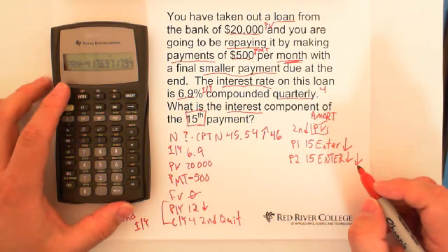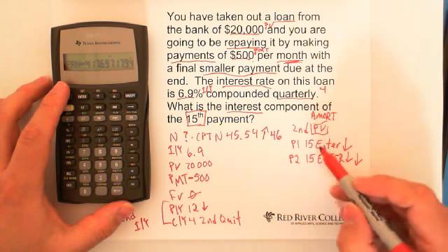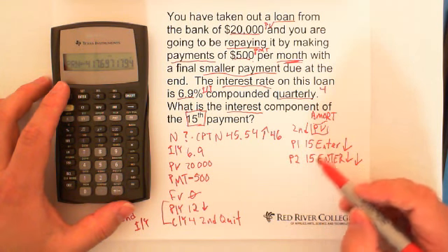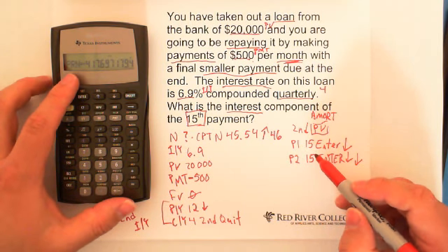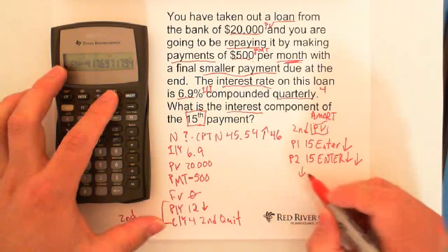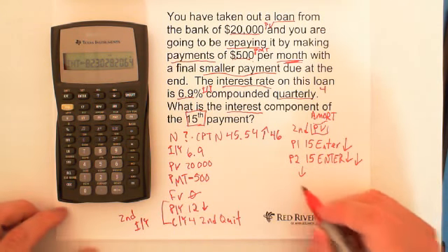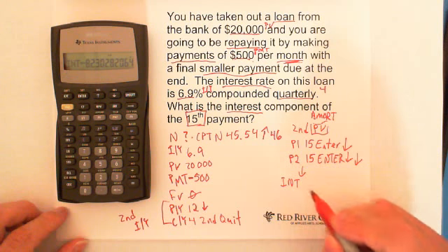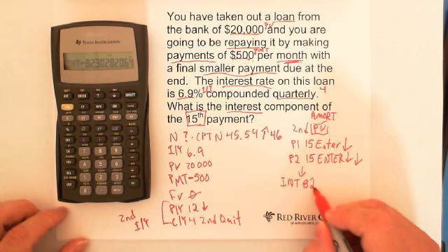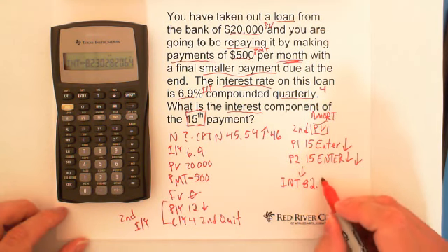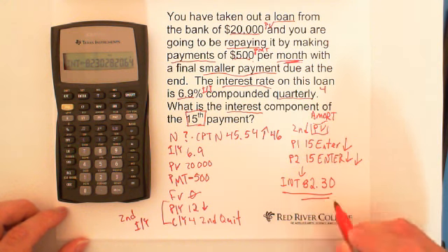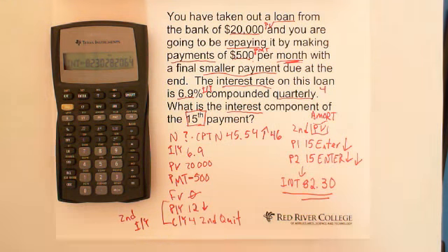PRN stands for the principal portion of that P1 and P2. So since P1 and P2 are 15, this would be the principal payment towards the loan in payment number 15. Then we want the interest, so we're going to push the down arrow again. And so here's our interest. Now, don't worry that it came up negative. Just take the answer as $82.30. And so that is our interest portion for payment number 15.